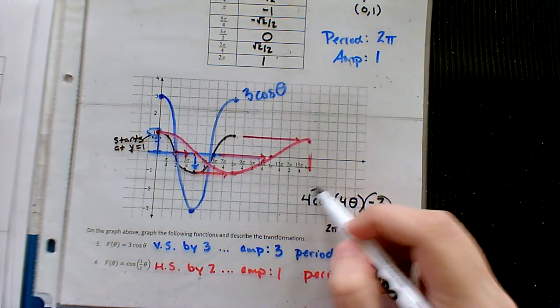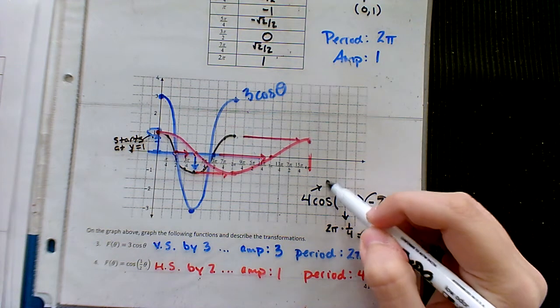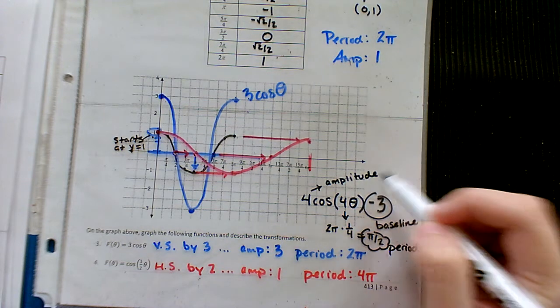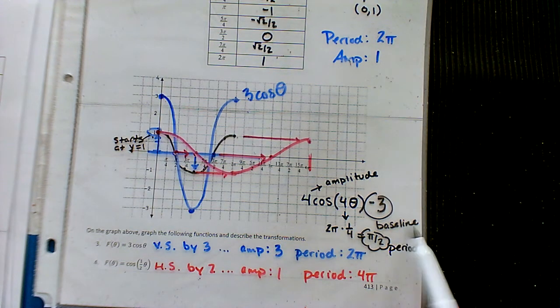Yeah? The 4 affects the vertical stretch. That's your vertical stretch, so that's representing your amplitude. So the middle of your graph is at -3, and from that middle, you are stretching up 4 and down 4 to get to the high and lowest points on your wave. Good job, guys. We're going to keep practicing that for all these other examples.